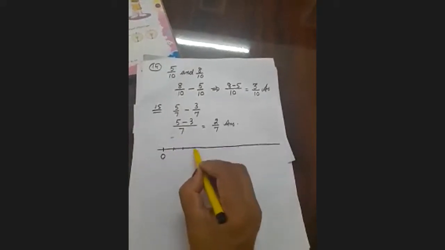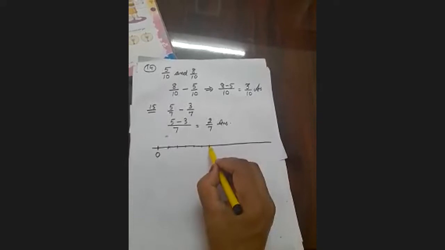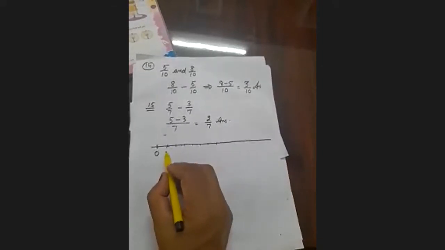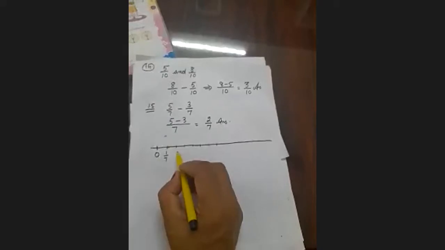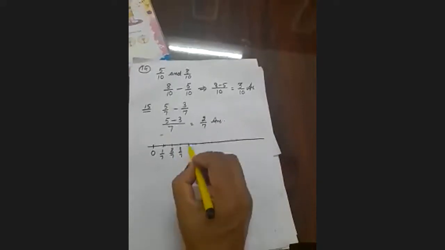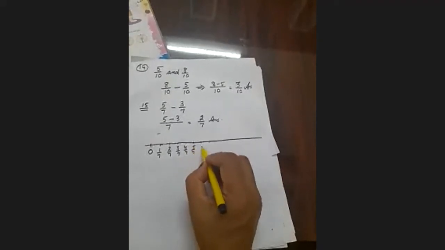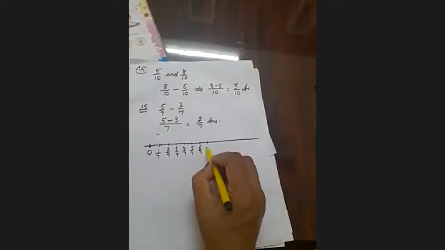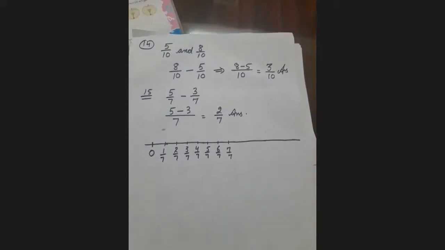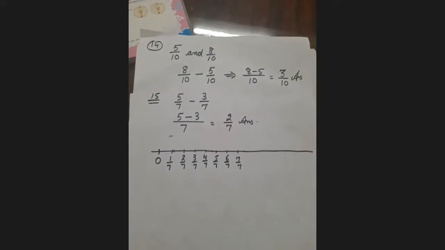One, two, three, four, five, six, seven. So write first 1 upon 7. Write 2 upon 7, 3 upon 7. This number is 4 upon 7, 5 upon 7, 6 upon 7, 7 upon 7.